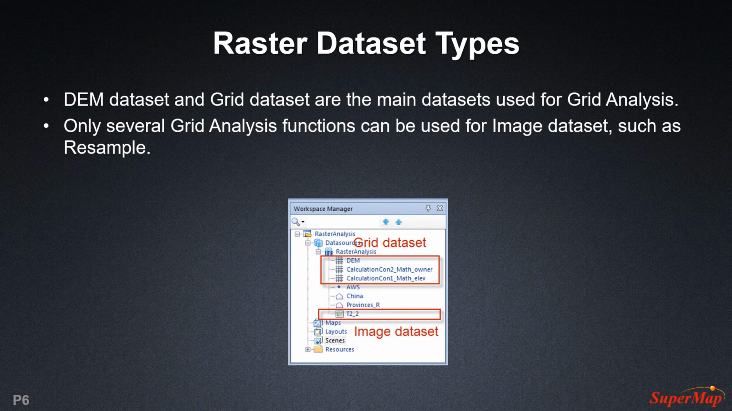So the DEM dataset and grid dataset are the main datasets that are used for grid analysis. Only several grid analysis functions can be used for image datasets, such as resampling. So what we're trying to say here is that DEM and grid datasets support most types of raster analysis, while image datasets are limited when it comes to analysis functions.